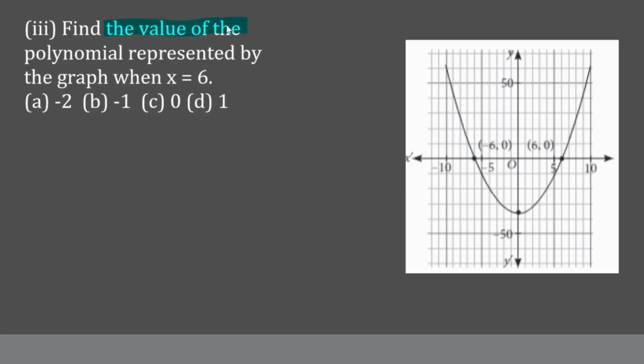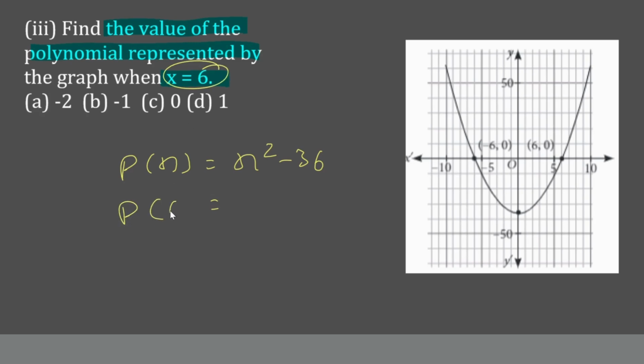Now, in order to find the value of the polynomial represented by the graph at x equal to 6, there are two ways. Number one, you can use this. We have obtained the polynomial as what? x square minus 36 in the previous part. So now what you can do, you can simply plug in x as 6. Now replacing x as 6, this is 6 square minus 36. So that is 36 minus 36, which is equal to 0.